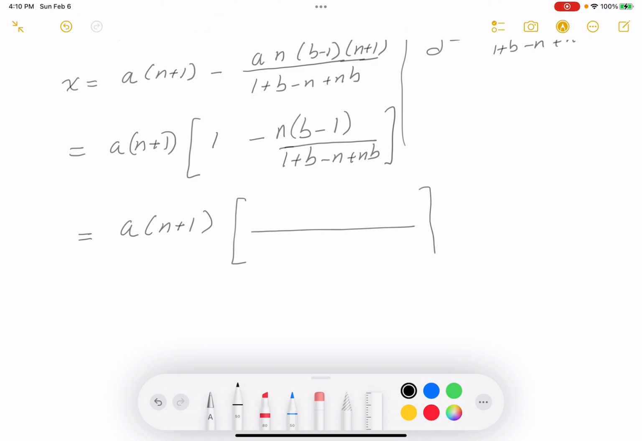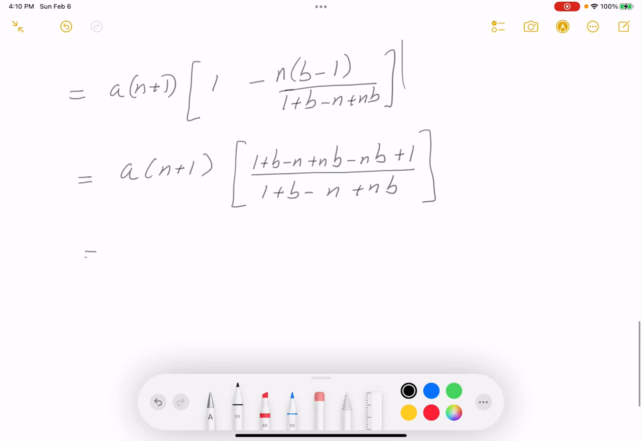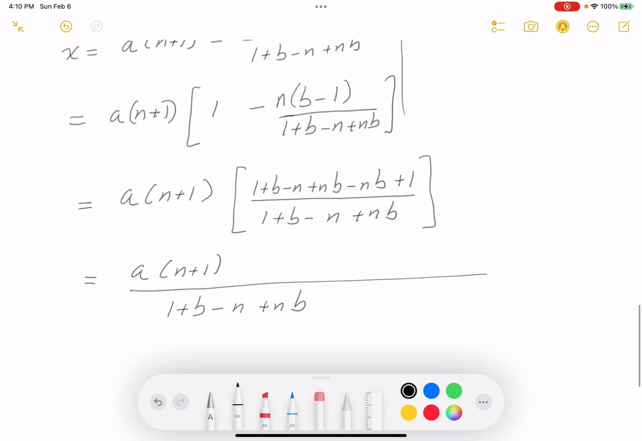Well, common denominator. I'll write this down for you. This is going to be 1 plus b minus n plus nb. And this is going to be 1 plus b minus n plus nb minus nb minus a minus 1 is plus 1. Right? Make sure I did that right. I think so. Let's put this down now. A, n plus 1. The bottom is 1 plus b minus n plus nb. And let's see what we get over here. And I think it's not too bad. I think this disappears, which is good news. And what do you get? I get 2 plus b minus n.